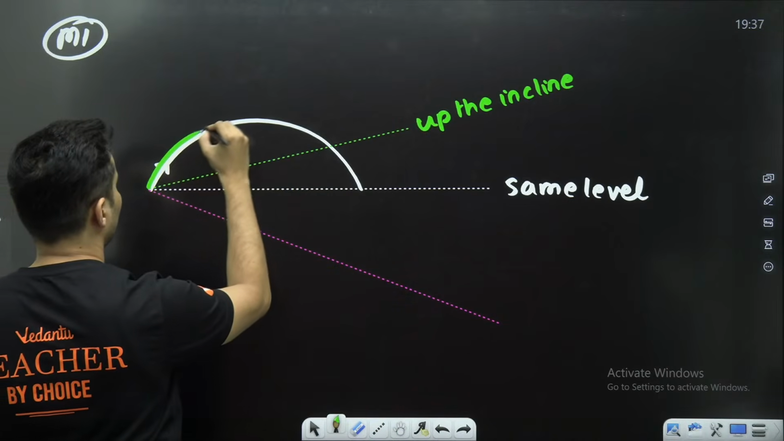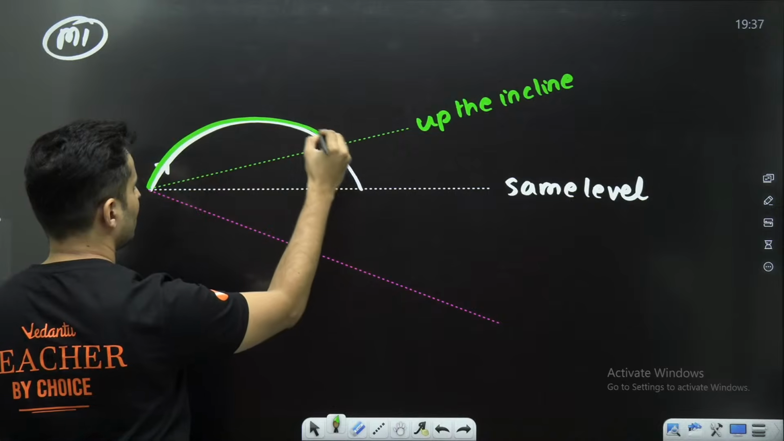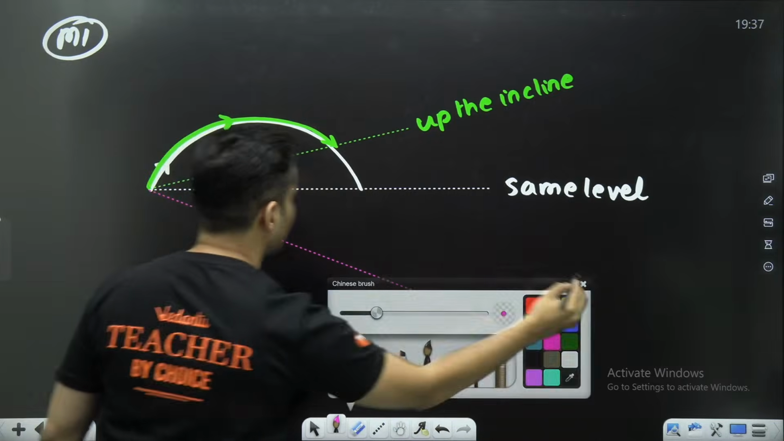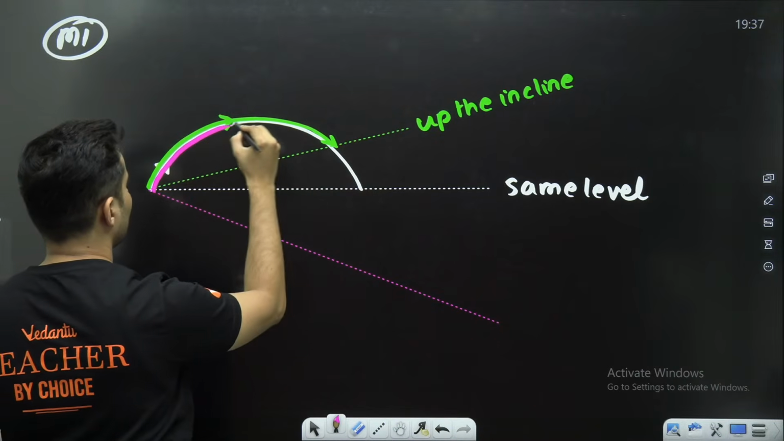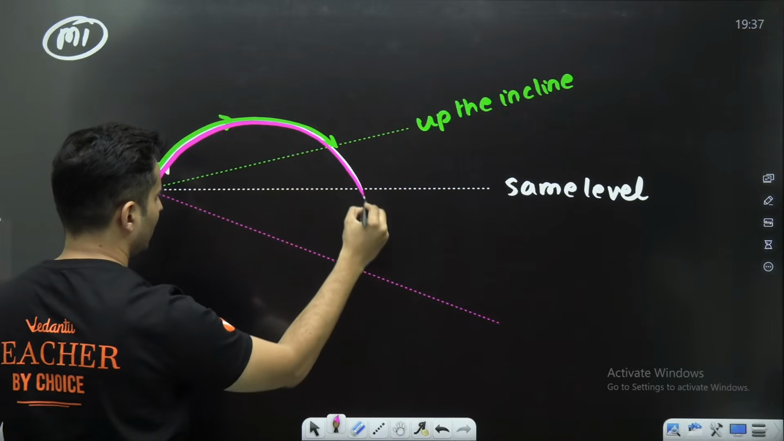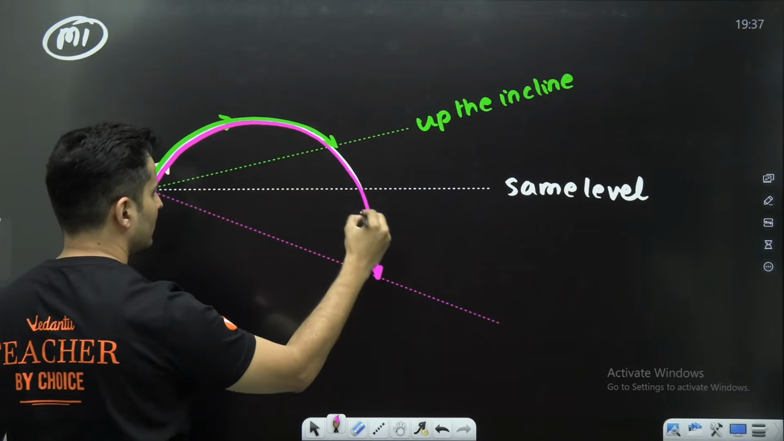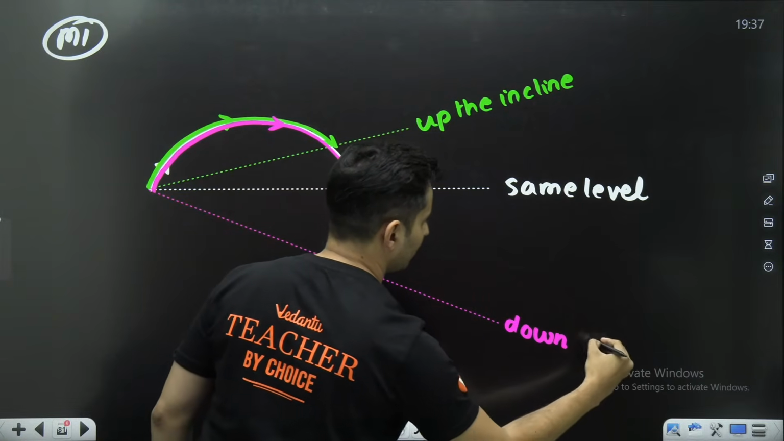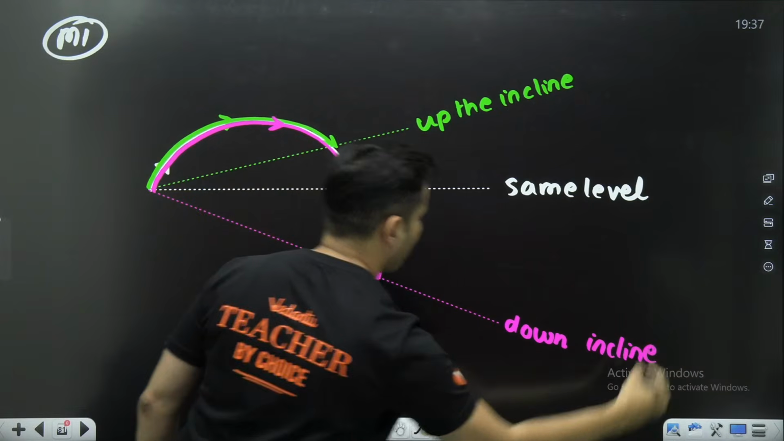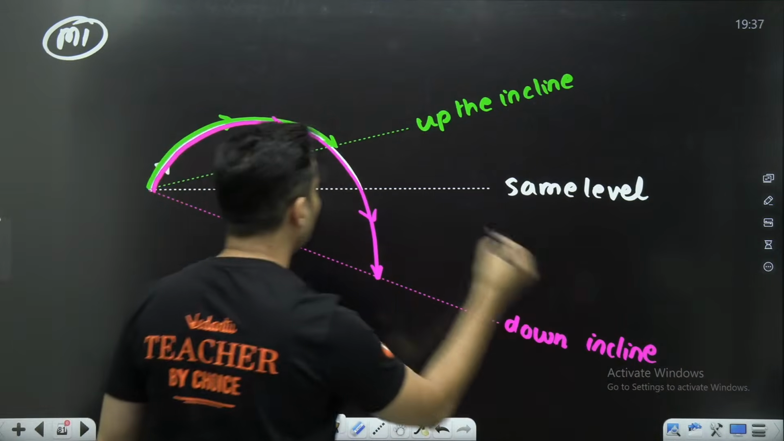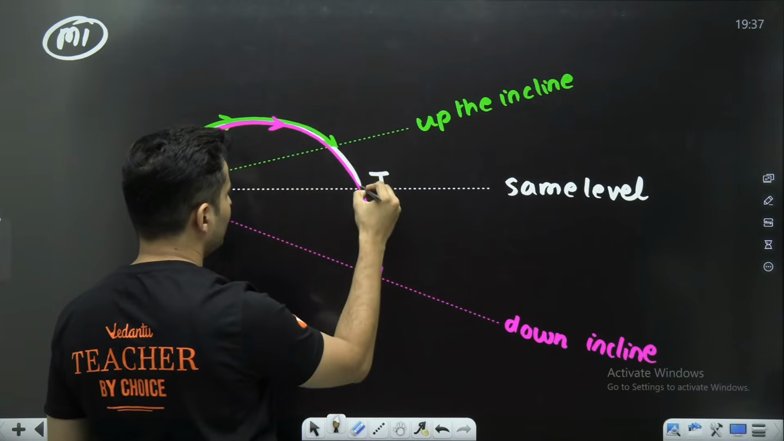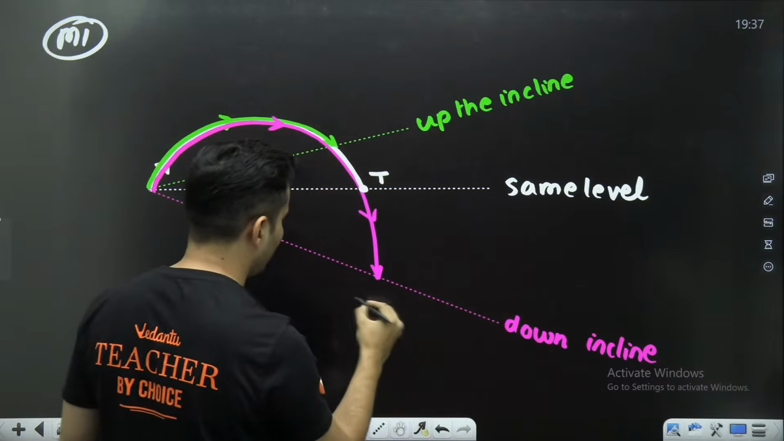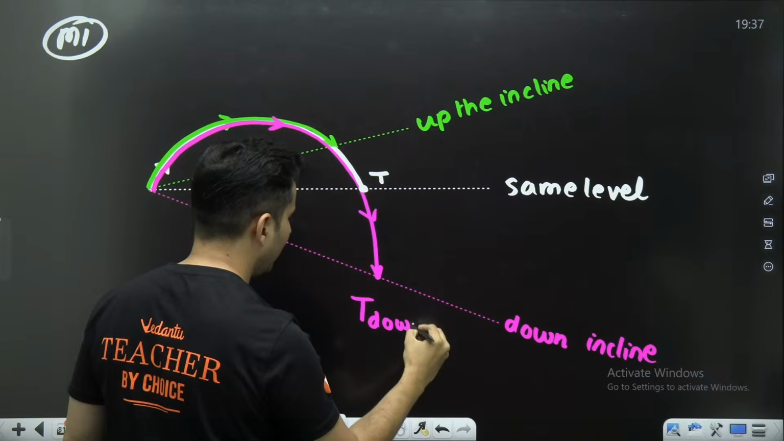So if you continue the journey from here to here, this is your up the incline. Whereas if you continue the journey uninterrupted till here, that is down the incline. Usually, you know the time of flight till this point. You know the time of flight till this point. We will be seeing the formulas for time of flight down the incline.